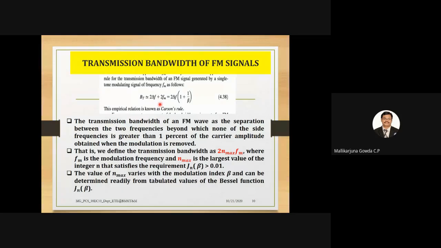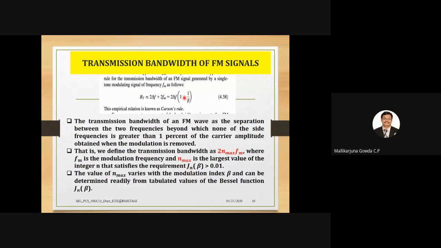So you all know what an empirical relation is? By experimentation, he has suggested that this much bandwidth is required for transmitting the FM signal. 2 delta f plus 2 fm. Okay, so if you take 2 delta f as common, outside, I can write it as 1 plus 1 by beta, because we all know what beta is. Beta is the modulation index, right? How do we define that? That is delta f by fm, right? I hope this is clear. This is the expression for transmitting the FM signal.